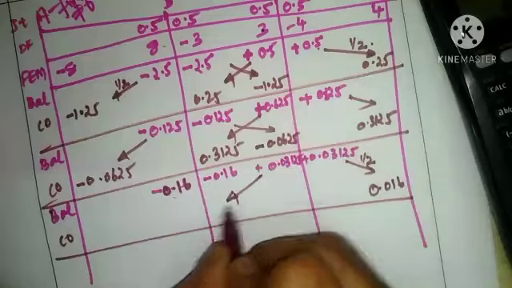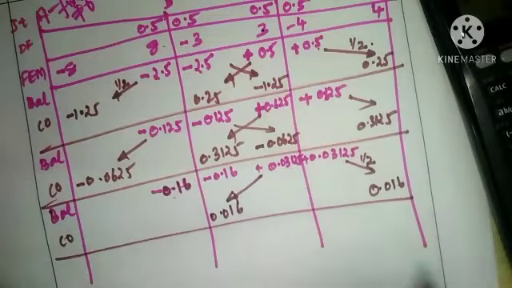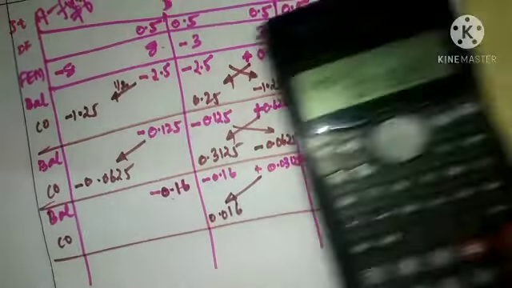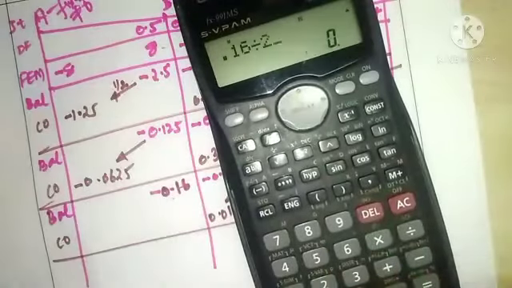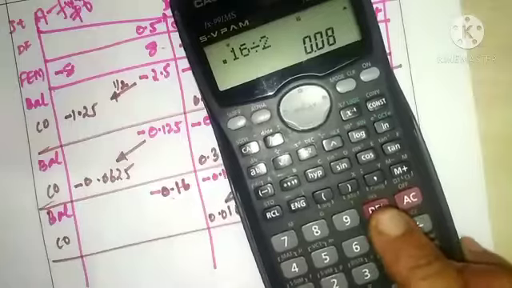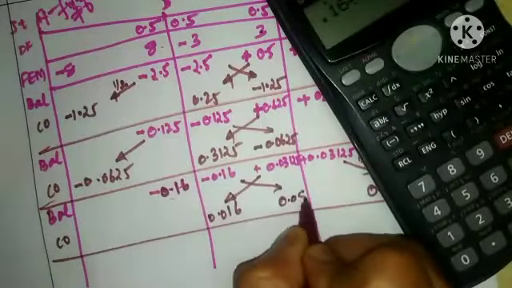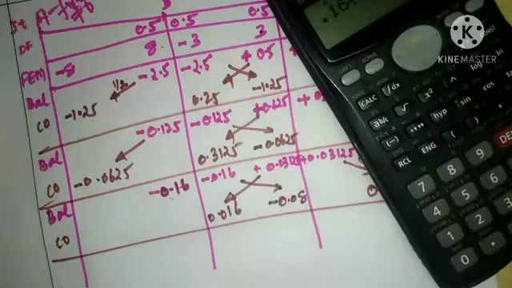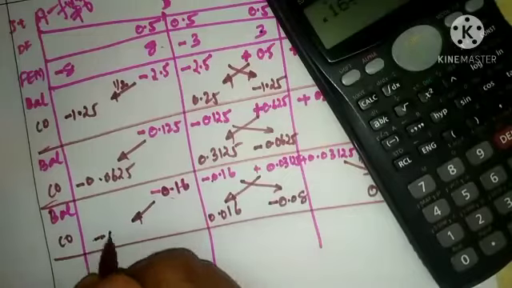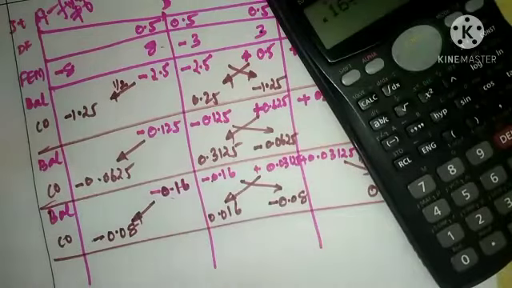Similarly, here it will be 0.016. Then 0.16 divided by 2, whose value will come as 0.08. So this value will be 0.08. And since it is minus here, you are going to add the sign as minus. Similarly, here it will be minus 0.08. So this is the carry over.